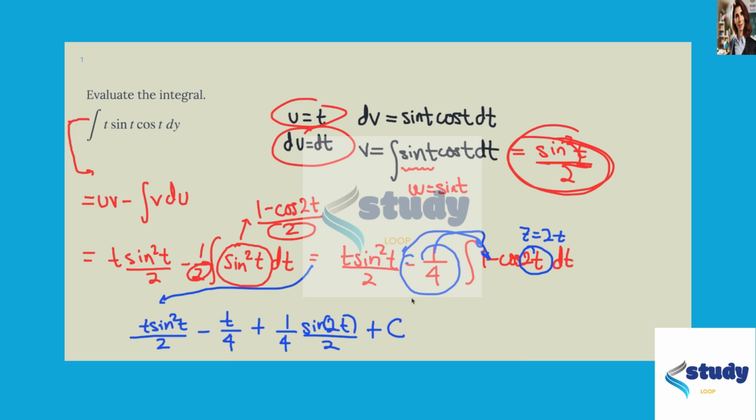Finally, we can add our constant of integration. And the last step here is to just combine, just to multiply those denominators out. So now we have plus sine 2t over 8 plus c, and that's our answer.